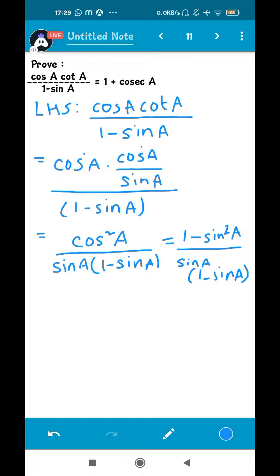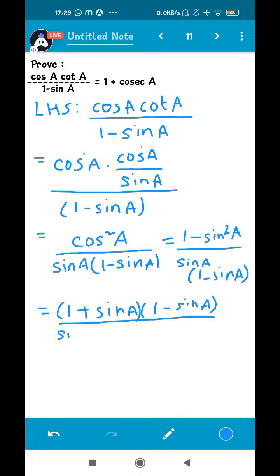cos² A is 1 − sin² A. You should be very much accustomed with the identities which you have learnt in the lower classes, because your chapters will also use that knowledge. So a² − b² can be written as (a + b)(a − b). So (1 + sin A)(1 − sin A), and in the denominator we have sin A (1 − sin A). 1 − sin A and 1 − sin A will get cancelled out and we have 1 + sin A divided.